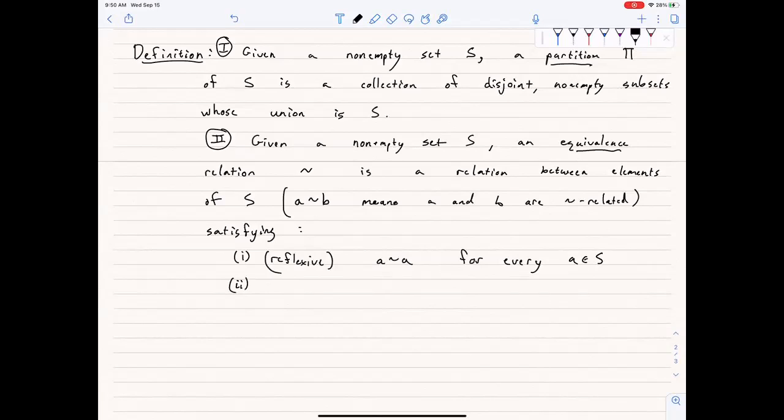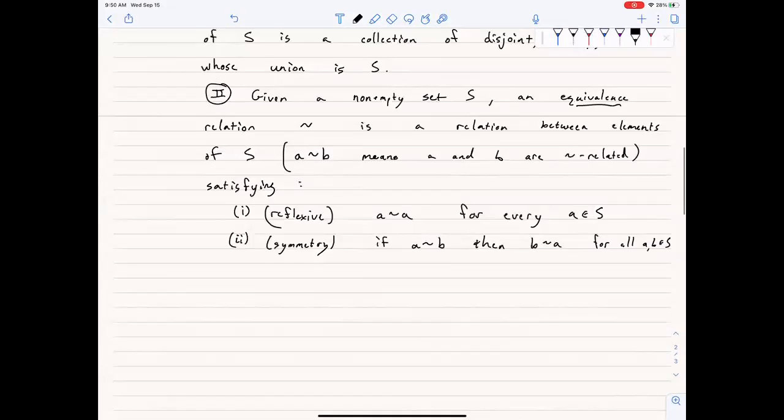The other thing we would insist on is that if two things are, quote unquote, equal, it shouldn't matter which way I look at them. This is symmetry. If A is related to B, then B is related to A. Again, less than or equal to would not satisfy this. This is for all.